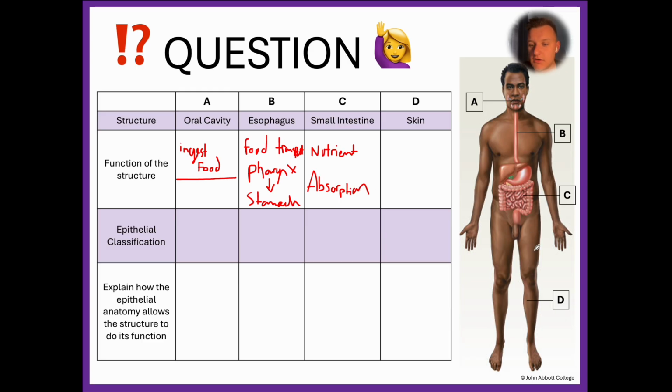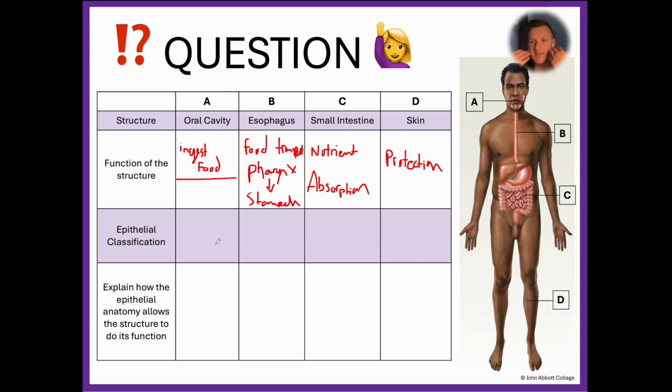D, over here you have, I guess, skin, right? Not the leg, but the skin on the outside. So let's write the function of this structure is basically protection, right? There's other functions, of course, but the main one is to protect us from the outside world so that things don't come in. In the oral cavity, what kind of epithelium do we have?